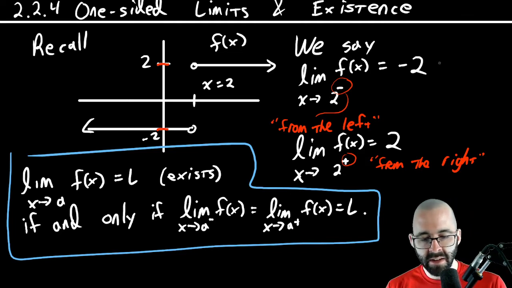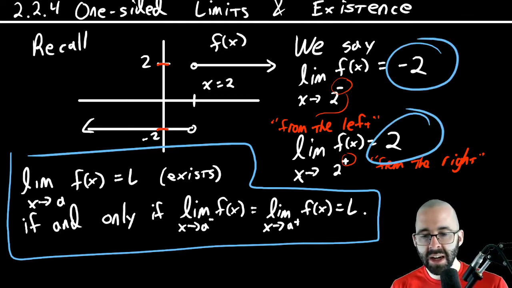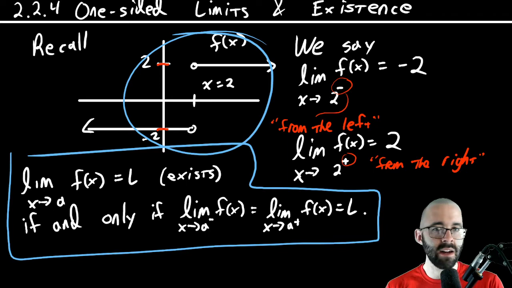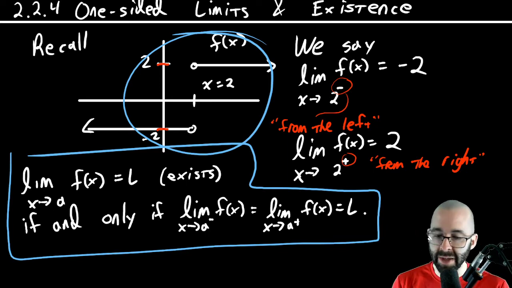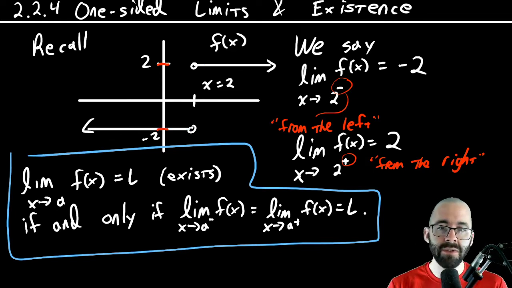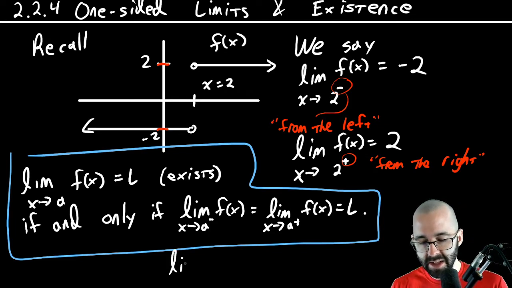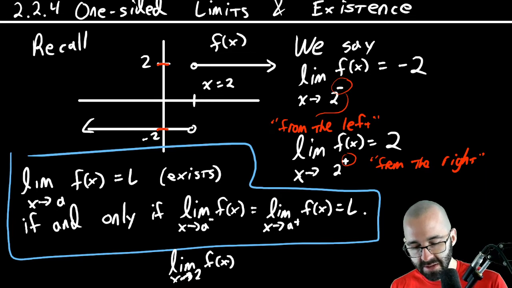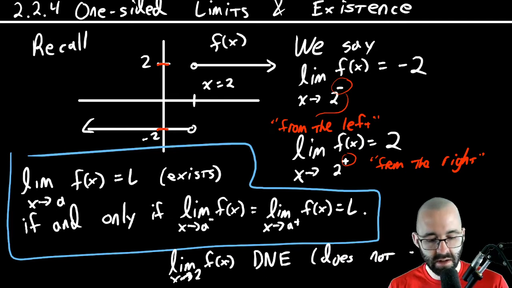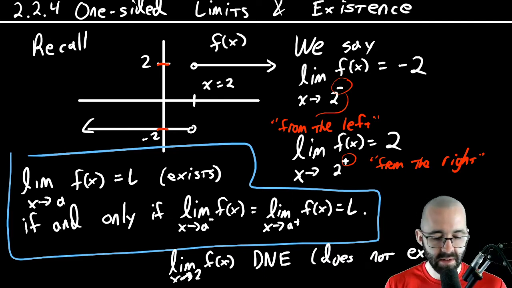So in this case, the limit from the left is one number, the limit from the right is another number. So in this specific case, we would say this limit does not exist. The one-sided limit from the left exists, the limit from the right exists, but because they're different, the two-sided limit does not exist. We might say something like the limit as x approaches 2 of the function does not exist. We would not use equal signs in this case.